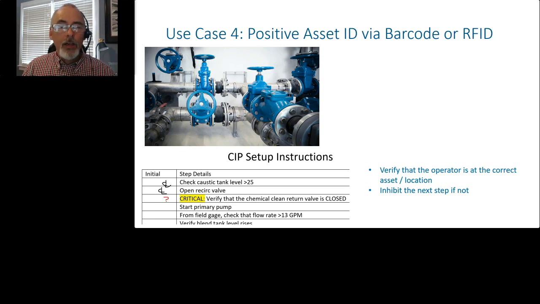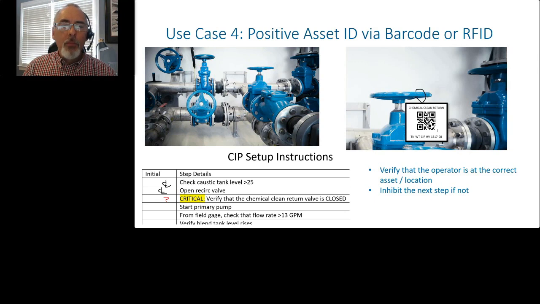You're not quite that confident yet, and when you get to the step on the paper form that says critical, verify that the chemical clean return valve is closed, you stand there for a moment scratching your head trying to remember which of these valves that is. Well, imagine if a mobile device could help you verify that. AVEVA Mobile can do just that using a barcode, a QR code, or even an RFID tag. This can help you ensure that you're at the correct asset or location, and it can inhibit the next step in that round if you're not in the right place.